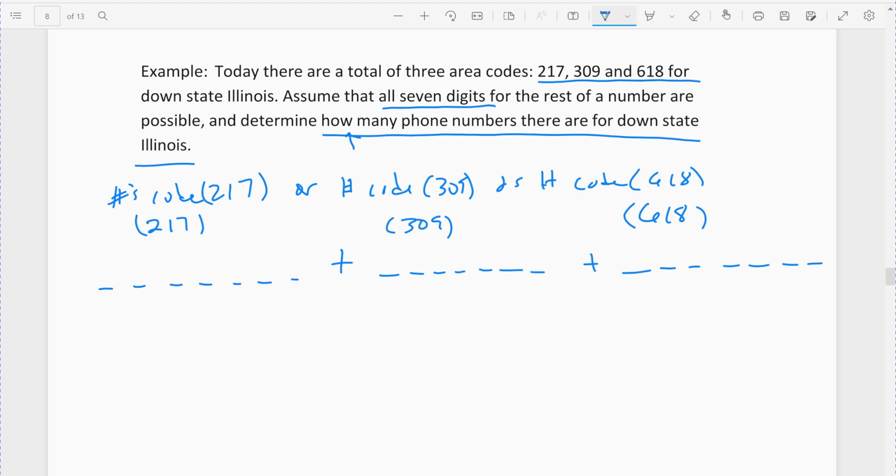Each one of those 7 digits, you can have any of the digits. So remember, the digits 0 through 9, we're going to allow all of them to work, and we're going to allow repeats. They don't say you can't repeat. And so basically for each one of those spots, I have 10. And it's a multiplication because you have to have 7 digits. You can't have 6 digits. So 10 for all 7 spots.